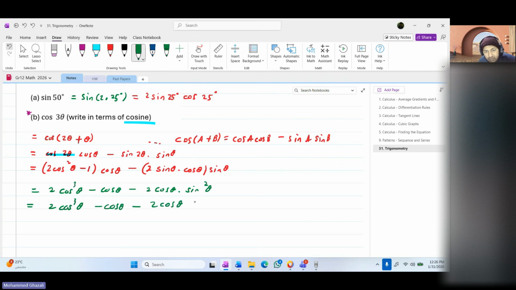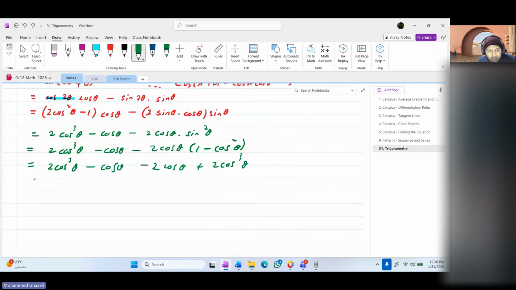But we know sine squared is 1 minus cosine squared theta. So 2 cosine cube theta minus cosine theta minus 2 cosine theta times 1 is minus 2 cosine theta minus 2 times minus, so plus 2 cosine cube theta. So we multiply everything out here. 2 cosine cube plus 2 cosine cubed is 4 cosine cube theta, minus cos theta minus 2 cos theta is minus 3 cos theta. Right, so I hope you understood that.